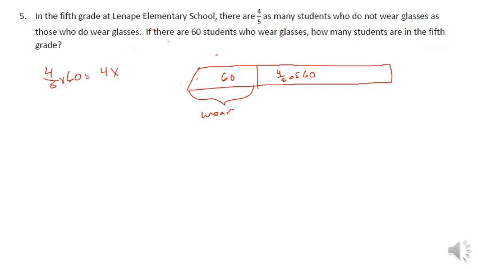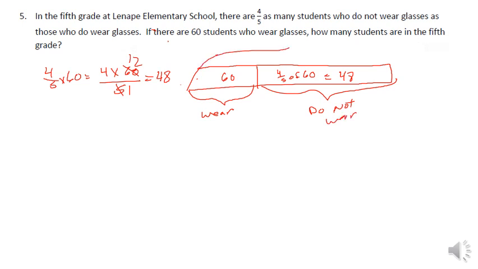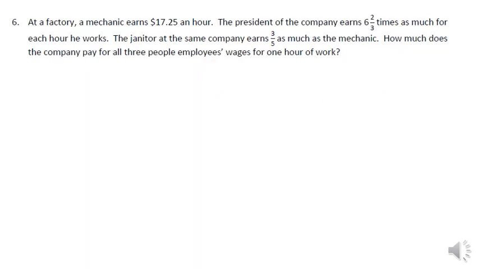So 4/5 times 60 would equal 4 times 60 over 5. 5 goes into 5 one time, 5 goes into 60 12 times, so that equals 48. So there are actually 48 students that do not wear glasses. Now they want to know how many students there are. So when I add 60 plus 48, I get 108 students.